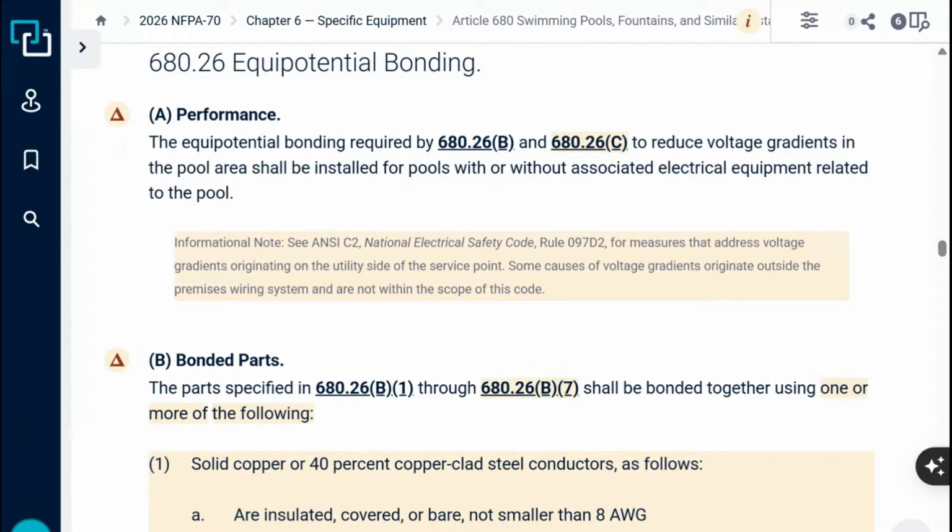Okay, so what is the equipotential bond supposed to do? What is this function? What is the nature of its intent? It says the equipotential bonding required in 680.26(B), which is what we're starting in now, and 680.26(C), is to reduce voltage gradients in the pool area, and shall be installed for pools with or without associated electrical equipment related to the pool.